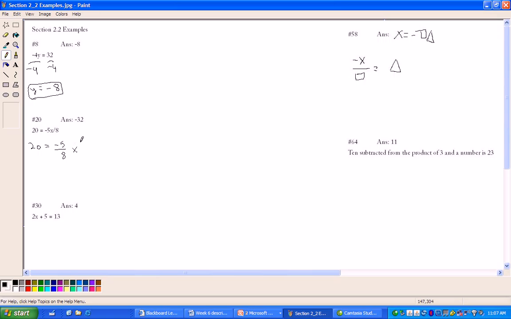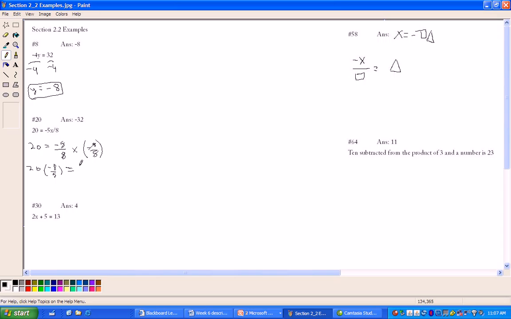We multiply by negative 8/5. If we multiply by negative 8/5 on the right, we also have to multiply by negative 8/5 on the left. So we say, okay, 20 times negative 8/5 is equal to, on the right, negative 8 cancels with the 8 down here, the negatives cancel, and 5 and 5 cancel, so we get a 1x on this side.